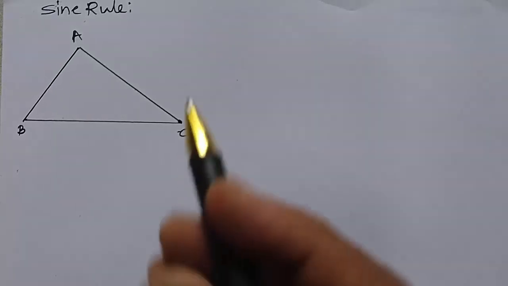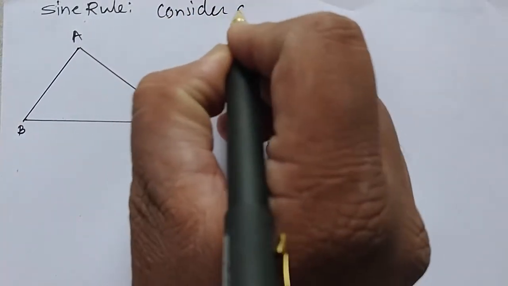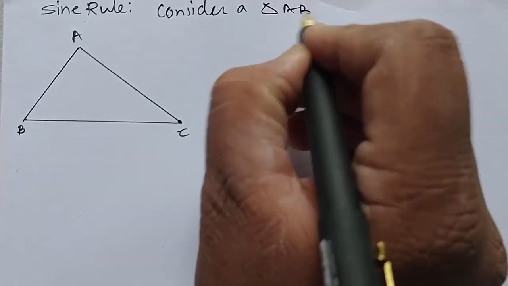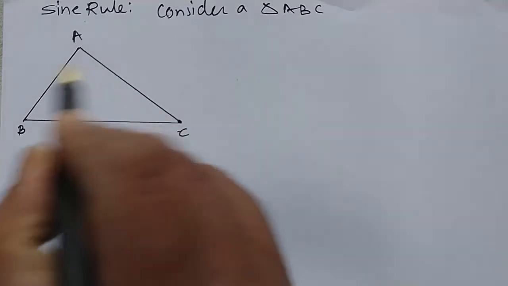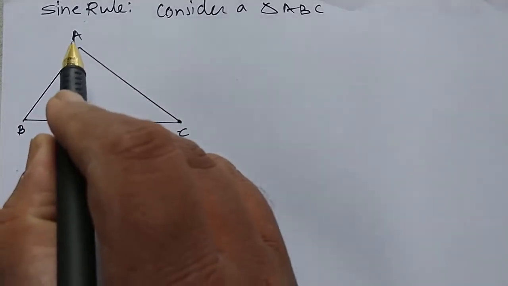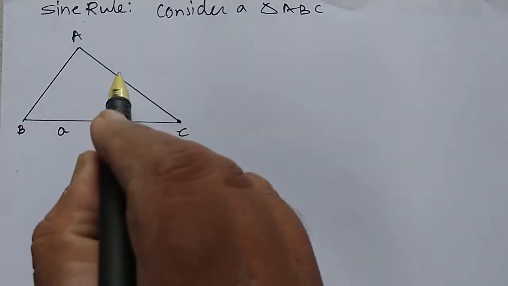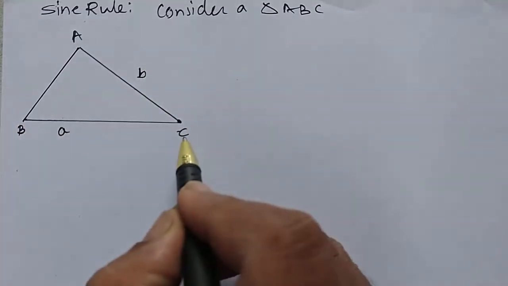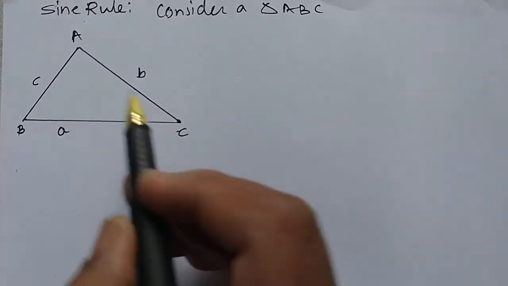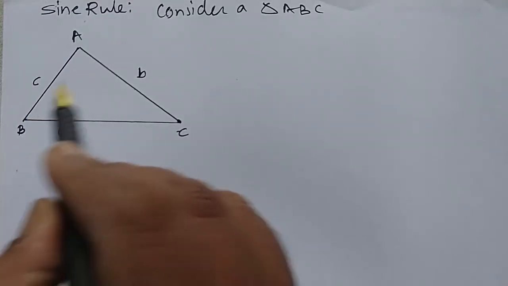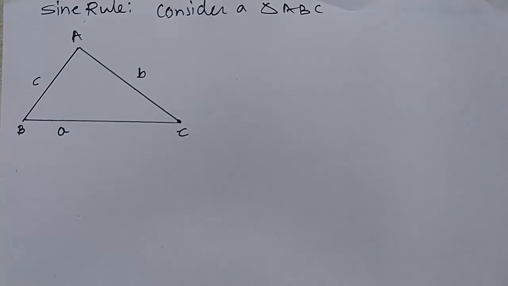Prove sine rule. Consider a triangle ABC. Capital A, B, C denote the angles, and the side opposite to A we denote by small a. The side opposite to the angle B we denote small b, and the side opposite to the angle C we denote by small c. Therefore, small a, b, c and capital A, B, C are the elements of the triangle ABC.